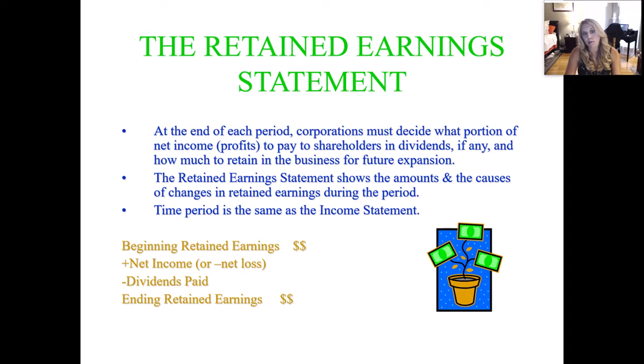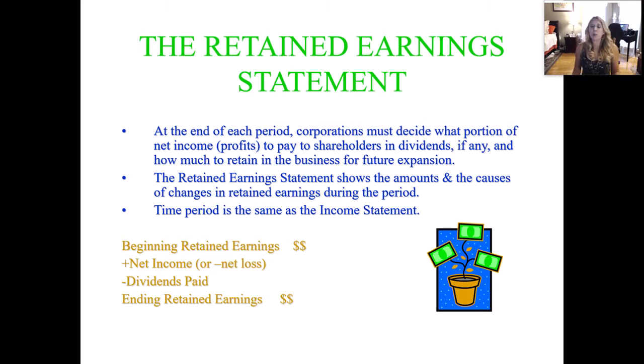Okay, the next statement, we're just going to talk about each one and I'm going to show you how to prepare them, is the retained earnings statement. At the end of every period, the corporation has to decide out of the profit or the net income that they made, how much do we want to keep in the business and how much do we want to pay out to shareholders, if any. They don't have to pay out dividends. Those are called dividends when they pay out shareholders. So this statement will show the changes in the retained earnings during the period.